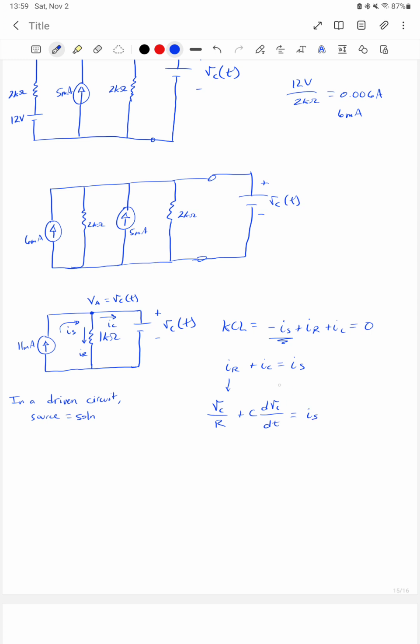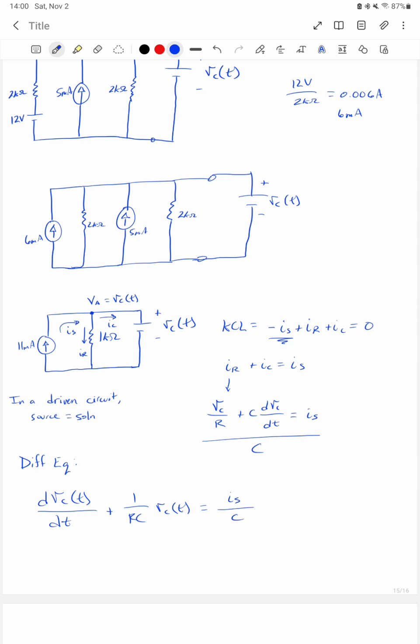The only difference is this is our lowest value, right? And we do not want that value to have a coefficient. So we're going to divide this whole thing by C, both sides and everything. So our final differential equation for this circuit is going to be dVC of t over dt plus 1 over RC VC of t, which is equal to IS over C.